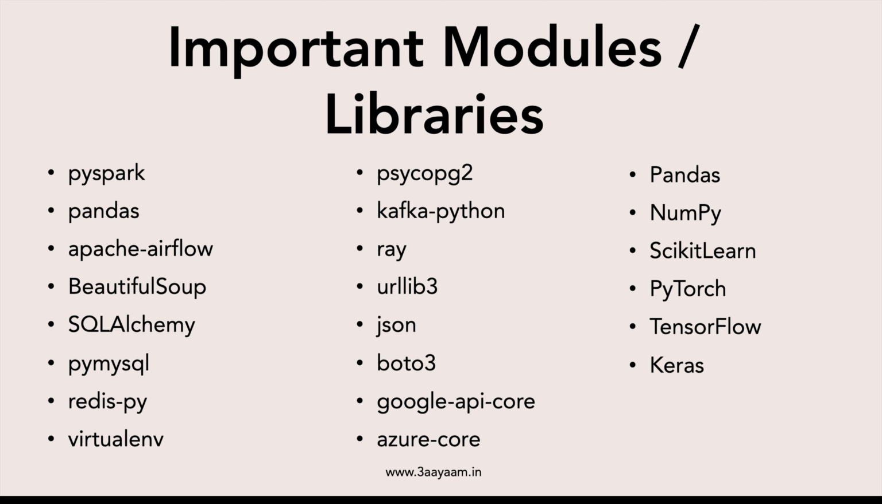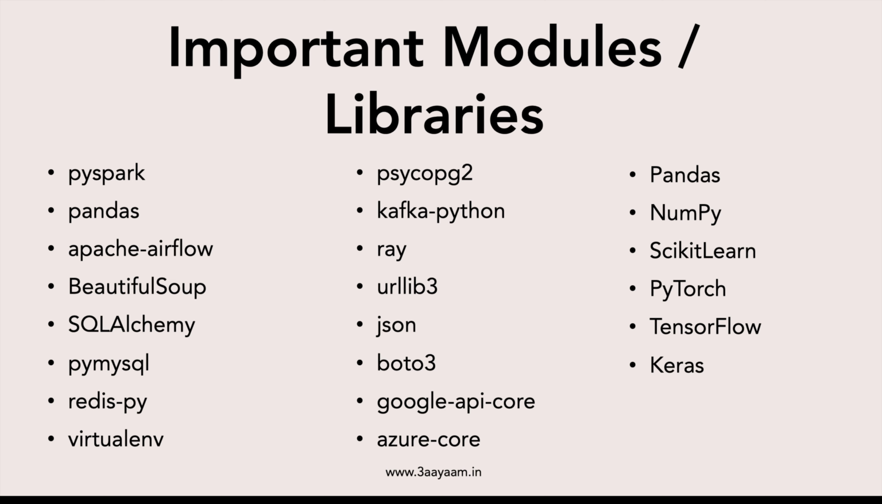Definitely Apache Airflow, which is used to automate the entire data engineering pipeline or the flow of the data engineering pipeline. Then we have another library called Beautiful Soup. Again, I'm not sure whether it is used a lot by data engineers, but the main purpose of this particular library is to scrape information from web pages. So this is a web page scraper, if you will. Then SQLAlchemy, which is used to connect to various databases like MySQL, Postgres, etc. Then we have individual libraries for individual databases also. For example, for MySQL, Python has PyMySQL. For Redis, Python has redis-py.